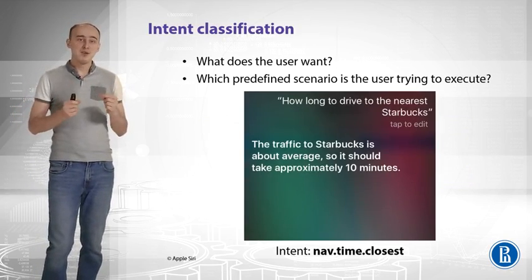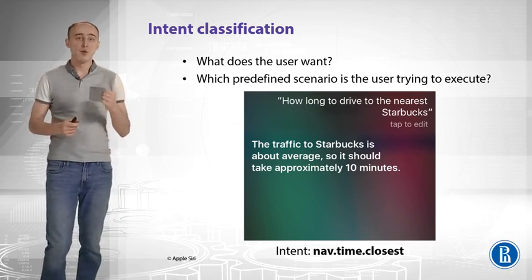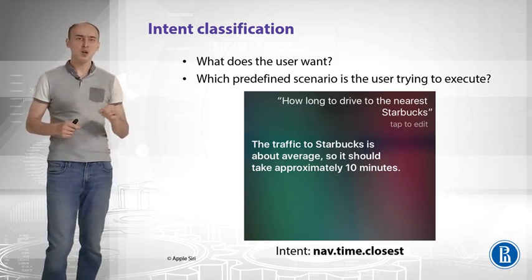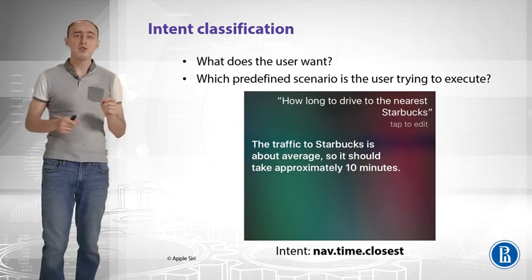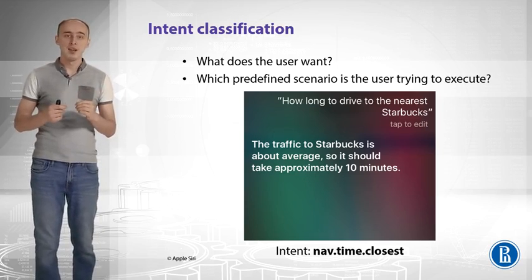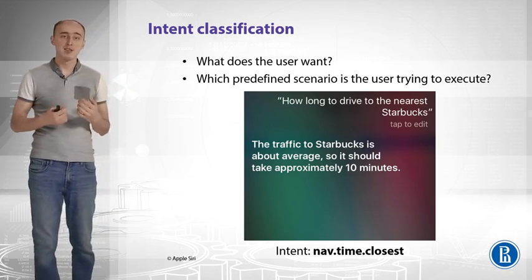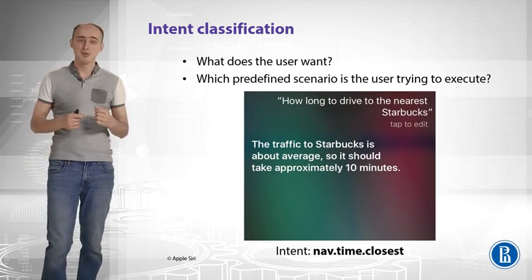The first thing you need to do when you get the utterance from the user is understand what the user wants. This is the intent classification problem. You should think of it as the following: which predefined scenario is the user trying to execute? Let's look at this Siri example. How long to drive to the nearest Starbucks? I asked Siri, and Siri tells me the result. The traffic to Starbucks is about average, so it should take approximately 10 minutes.